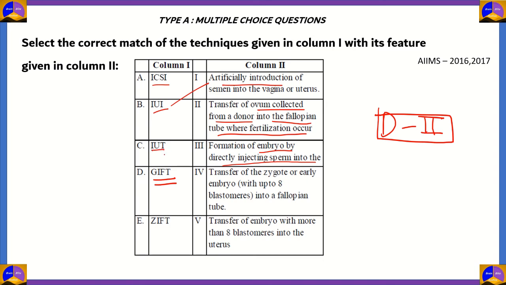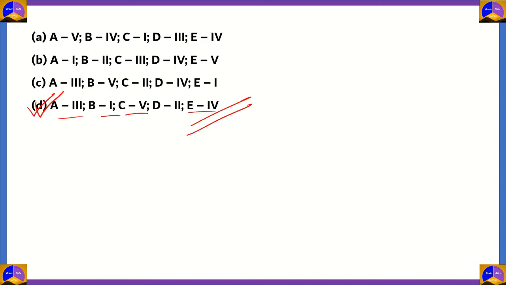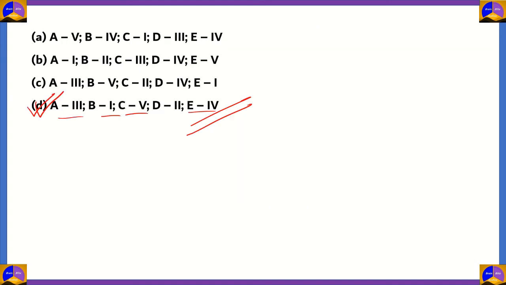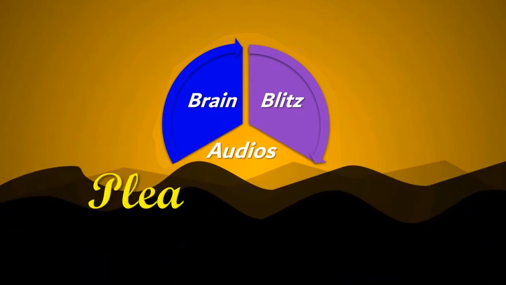If you look at IUT, that is option C, it matches up with 5, which is again correct, and ZIFT matches with 4, which is also correct. So the correct option here is option D, A3, B1, C5, D2, and E4. So these are the questions which are asked from this chapter.